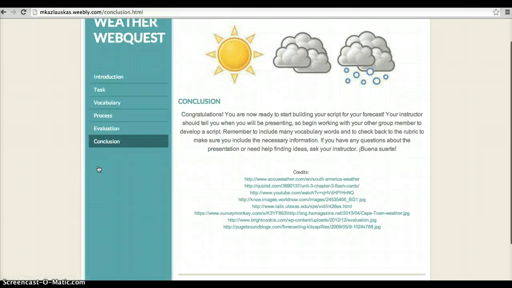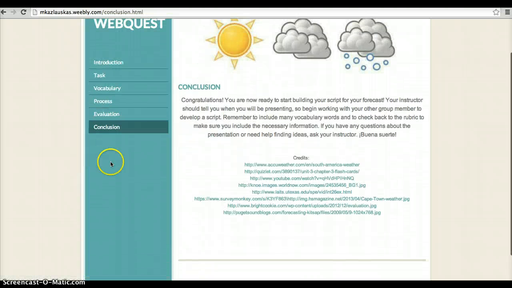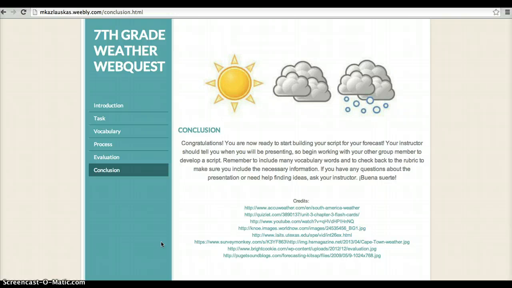And lastly, we have the conclusion page, and this is just saying start working on your forecast. You can go ahead and give them more information about exactly what they need to do for the project. So the web quest is basically gaining the information and working on the vocabulary so that at the end of this web quest, the students will be better prepared to create a forecast. And here are all my links that I used throughout this entire thing, including pictures and whatnot.